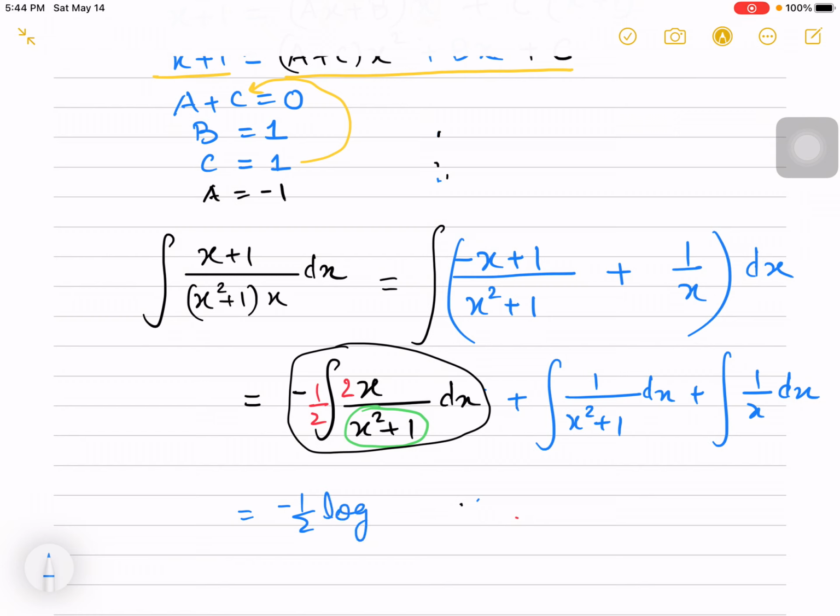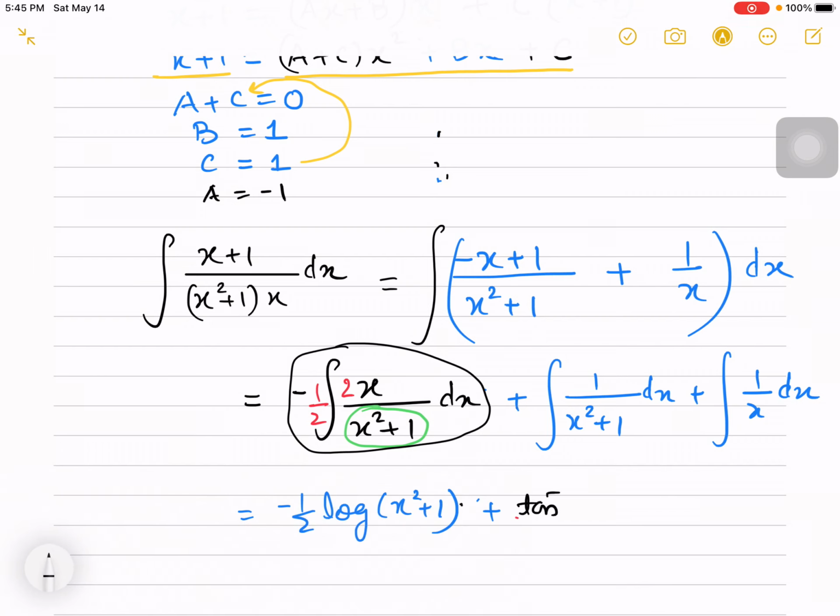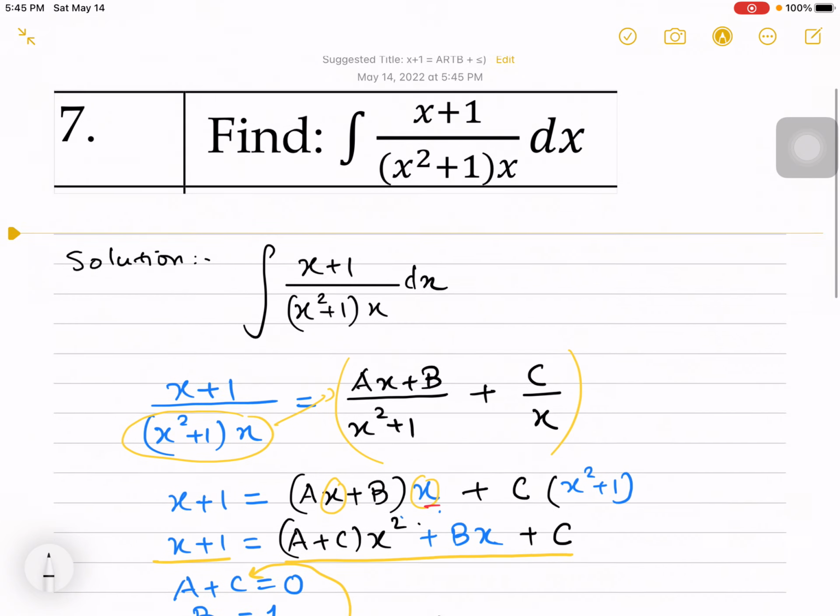We can write directly in the exam also, minus 1 by 2 log of (x square plus 1), because x square plus 1 assumed as t gives 2x dx as dt. And 1 upon x square plus 1 is already a simple formula whose integration is tan inverse x, and 1 upon x we also know integrates to log x, and we will add a constant. So this is the answer for this question. So in this way, question number 7 is solved.